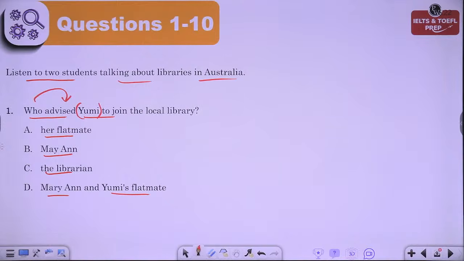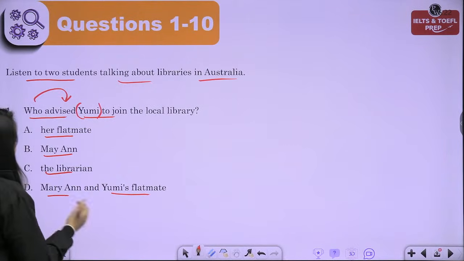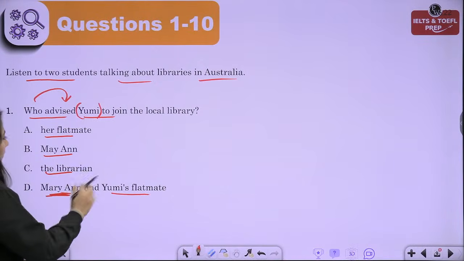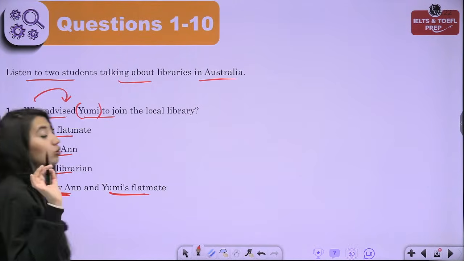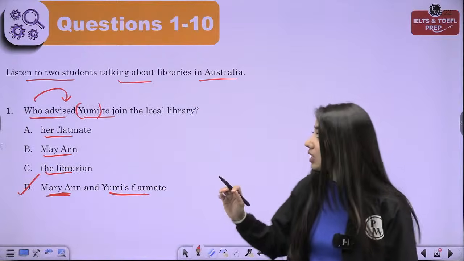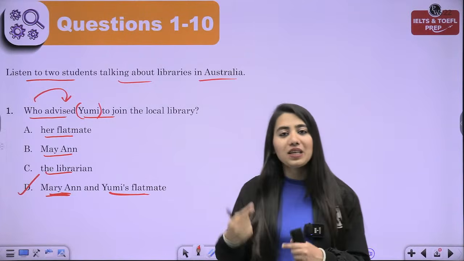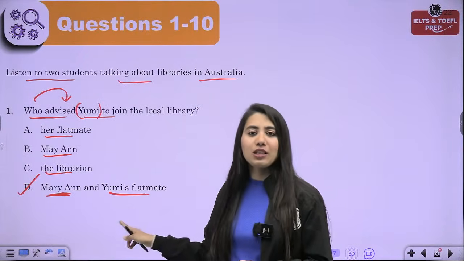That's the only case. So, firstly, a counselor, your name, I don't know what's your name, but as per your username, your answer is C, which is the librarian, but don't you think she's not the only one, right? So, Marianne's name was mentioned first, so we'll have to choose the name. Marianne and Yumi's flatmate both were suggesting her. So, D is going to be the correct answer because here you have been asked who advised Yumi to join the library. So, Marianne, who was the speaker, was also suggesting, and Yumi's flatmate. So, D is going to be the correct answer here.